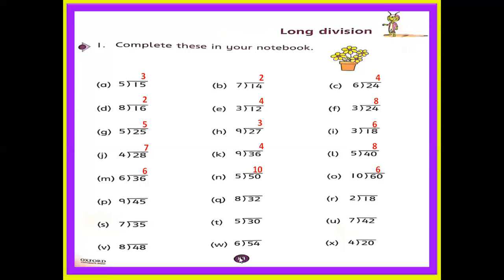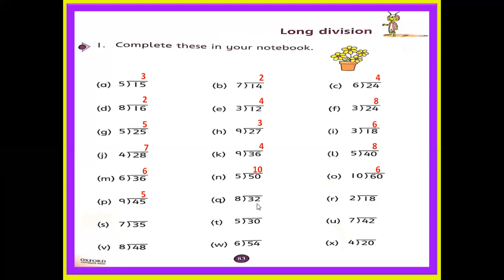9 ones are 9, 9 twos are 18, 9 threes are 27, 9 fours are 36, 9 fives are 45. So the answer is 5, because 9 fives are 45.